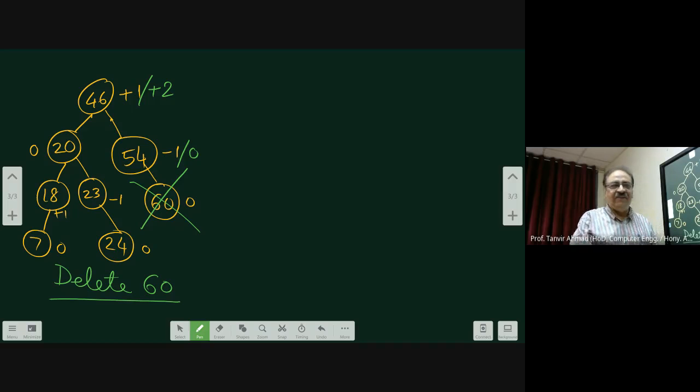Nothing will be there on the left hand side. Because you are deleting on the right hand side, nothing will change in the left subtree. Now check the rotation. You are deleting in the right subtree of 46. Check the balance factor of 20. It is 0. Therefore, apply R0.